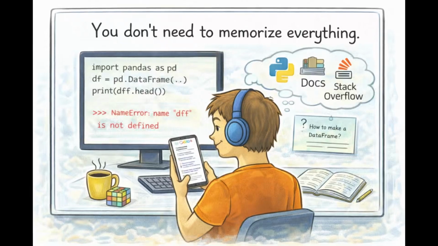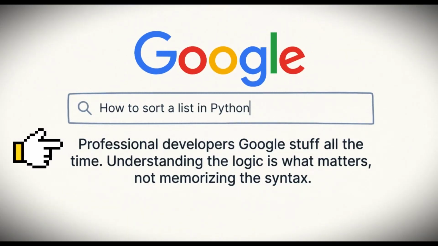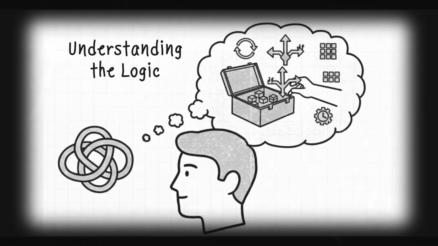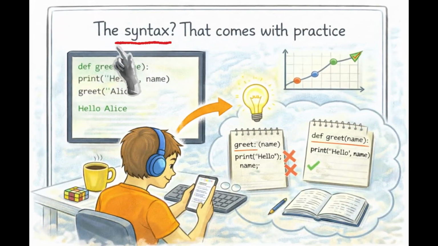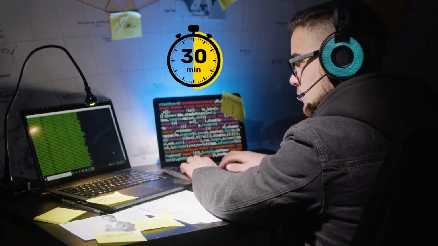Here's a secret. You don't need to memorize everything. Professional developers Google stuff all the time. What matters is understanding the logic and knowing what's possible. The syntax, that comes with practice. Spend about 2 weeks here. Code every single day, even if it's just for 30 minutes.